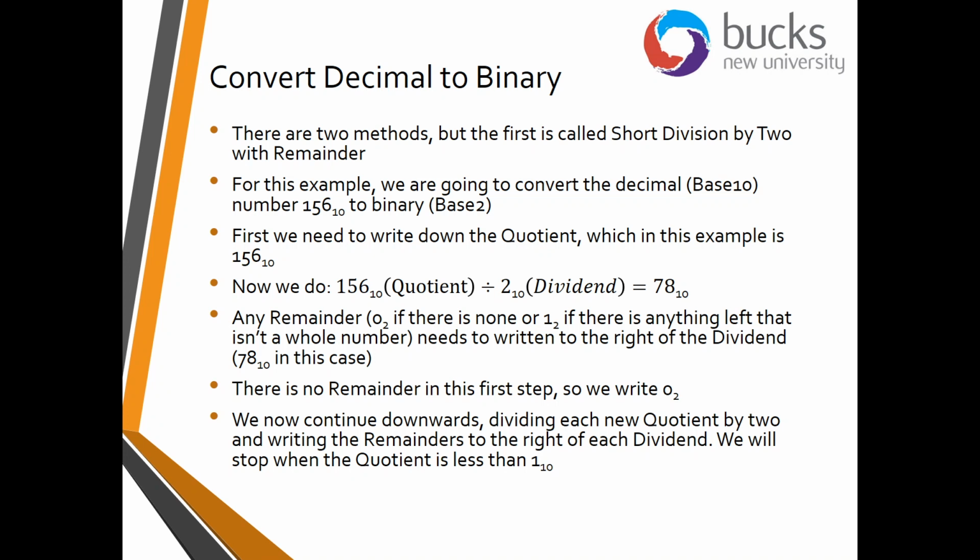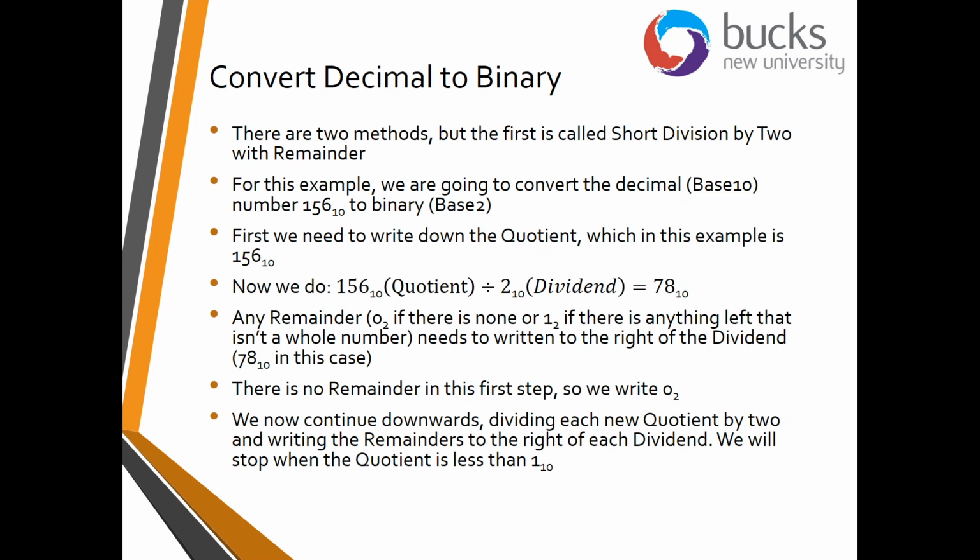For this example, we're going to convert the decimal base 10 number 156 to a binary base 2 number. What we need to do first of all is write down the quotient, which in this example is 156. The quotient is the number that we are looking to convert. So we take 156 and divide it by 2, which gives us 78. Because this is an even number, we get an exact division, so in this case we don't have any remainder.